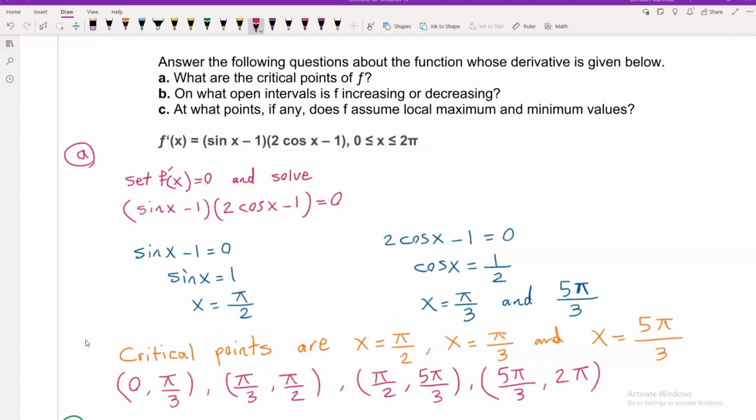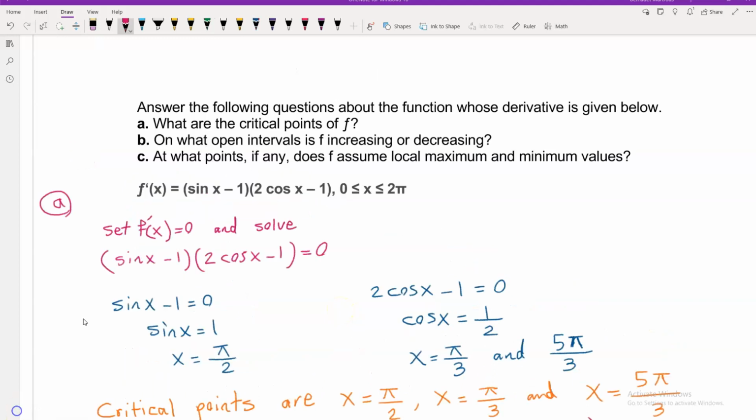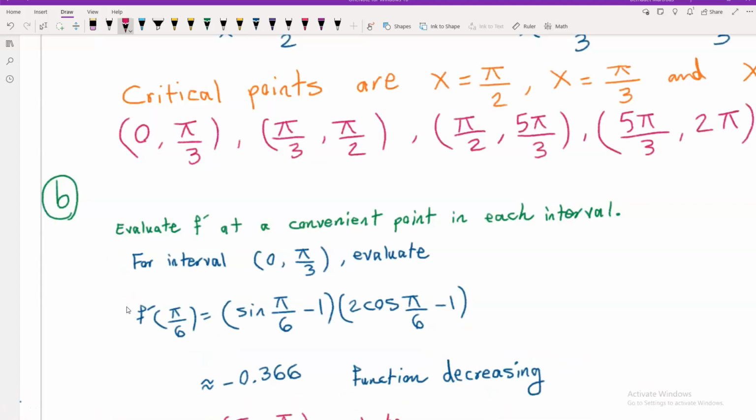Based on these critical points, we have non-overlapping open intervals 0, pi over 3; pi over 3, pi over 2; pi over 2, 5 pi over 3; and 5 pi over 3, 2 pi. Now part B, on what open intervals is f increasing or decreasing? For the open interval 0, pi over 3, use any number between 0 and pi over 3. Here I'm using pi over 6. f prime of pi over 6 is equal to (sine pi over 6 minus 1) times (2 cosine pi over 6 minus 1). Using a calculator, rounded to 3 decimal places, the answer is negative 0.366. So the function is decreasing because of having a negative number.